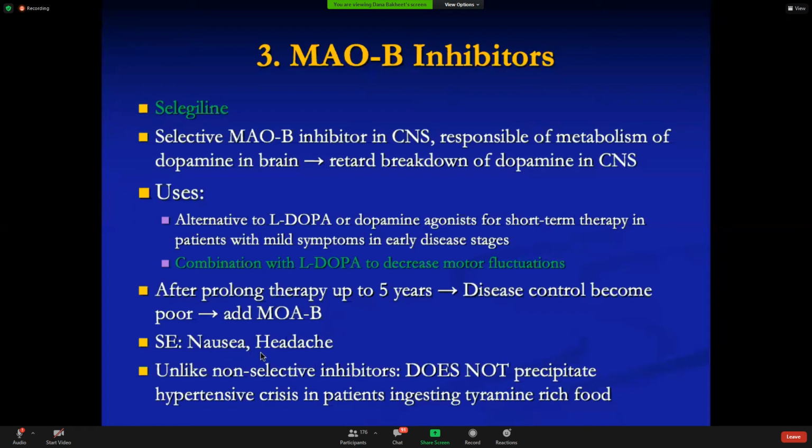Now, the major side effects: nausea and headache. What is more important is that they don't cause hypertensive crisis if you're ingesting tyramine-rich food. Remember when I told you about tyramine-rich food? That hypertensive crisis is seen with MAO-A and not MAO-B. It's a nice question to ask. Please review the MAO-A inhibitors: they cannot be given with any food rich in tyramine because they can cause hypertensive crisis. With the MAO-B inhibitor, you don't have this side effect.